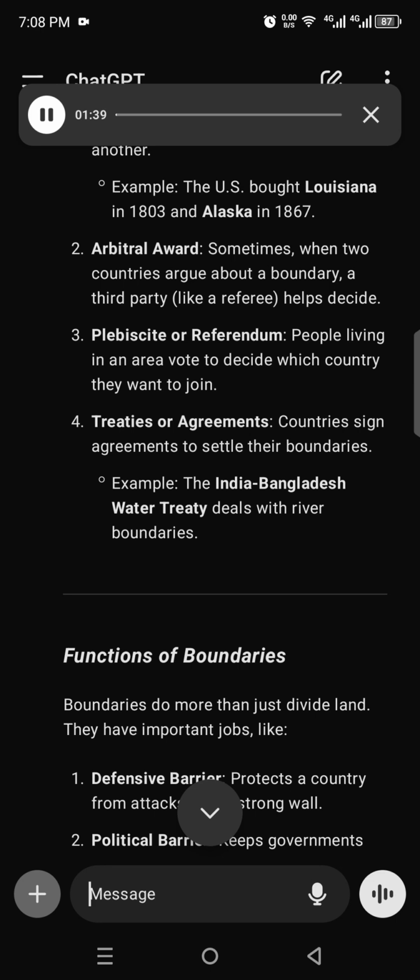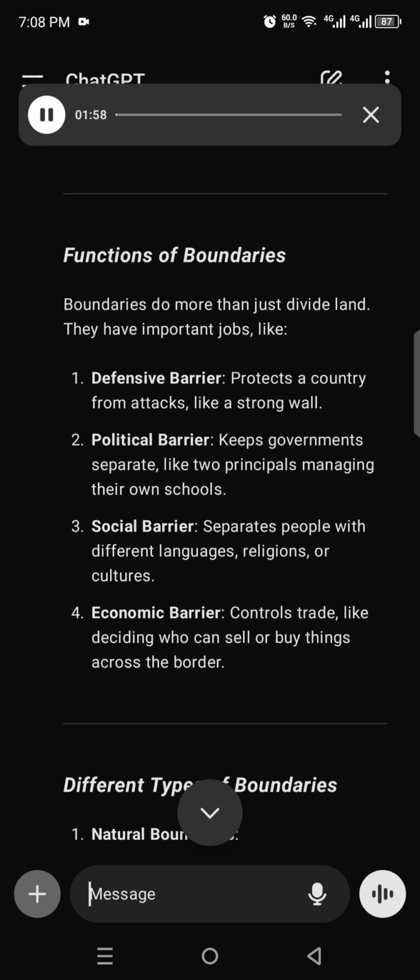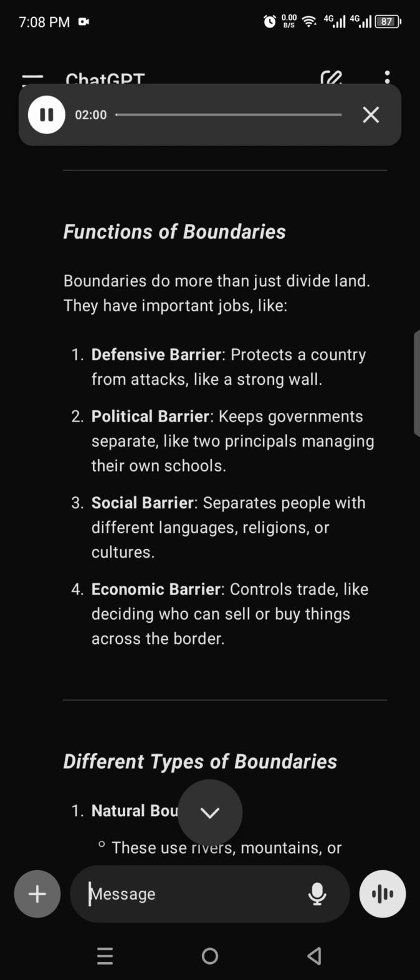3. Plebiscite or referendum. People living in an area vote to decide which country they want to join. 4. Treaties or agreements. Countries sign agreements to settle their boundaries. Example, the India-Bangladesh Water Treaty deals with river boundaries. Functions of boundaries. Boundaries do more than just divide land. They have important jobs, like 1.